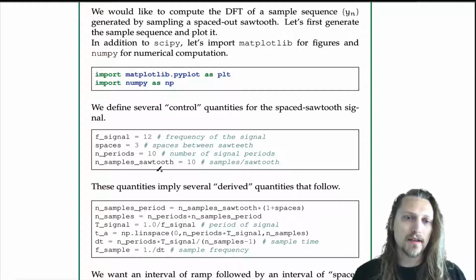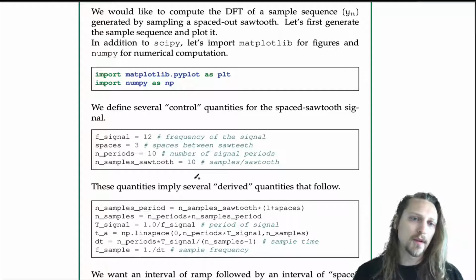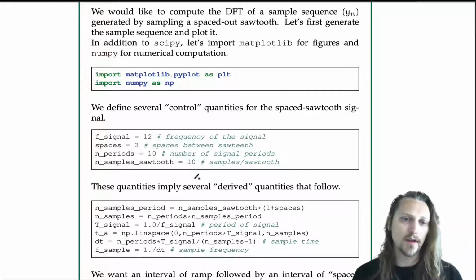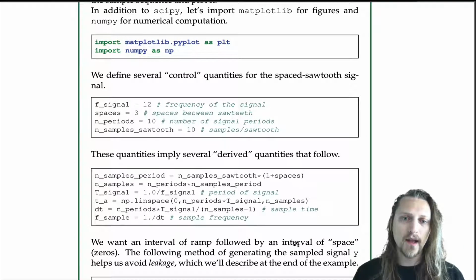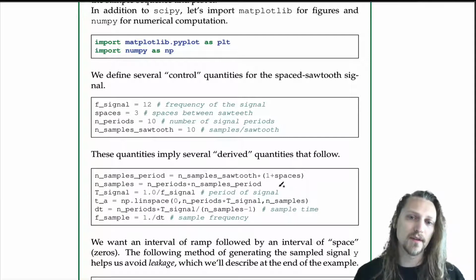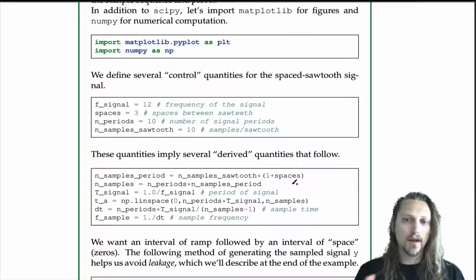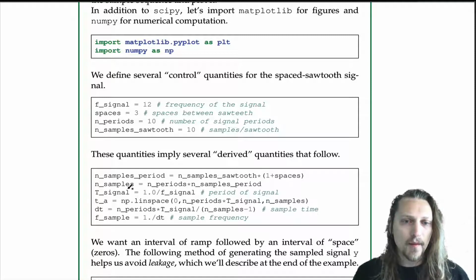And then we'll have 10 samples per sawtooth, which will also mean 10 samples per space that we put in as well. These quantities imply derived quantities that follow. So number of sample periods is the number of sawtooth samples times 1 plus the number of spaces. So 1 being the sawtooth and the spaces being the other counts that we'll have with the signal at 0. Total number of samples then is going to be the number of periods times the number of samples per period, which is what we've calculated in the line above.